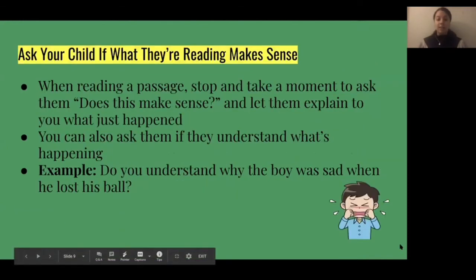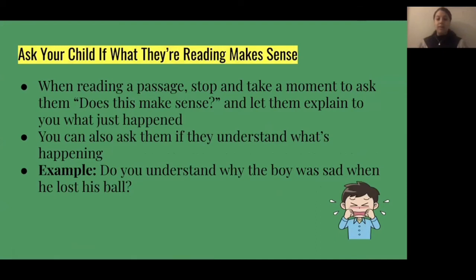Our last tip is to ask your child if what they're reading makes sense. Asking your child if a section of the story makes sense is a great way to make sure they're on track in understanding the story. When reading a passage, stop and take a moment to ask them, does this make sense? And let them explain to you what just happened. You can also ask them if they understand the plot. For example, ask them, do you understand why the boy was sad when he lost his ball?